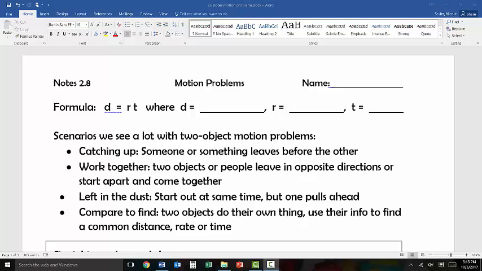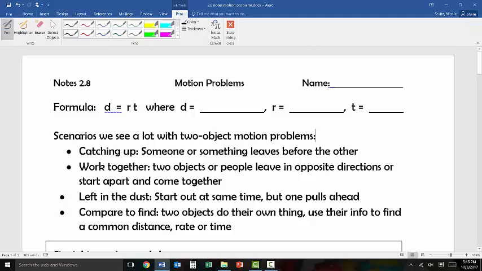Today's lesson is going to be a little tricky. We're going to talk about motion problems, which pretty much are all word problems, and it's based on the distance formula in algebra. So if you want to find an object's distance, you take the rate at which it's traveling times how long it travels, and that gives you distance.